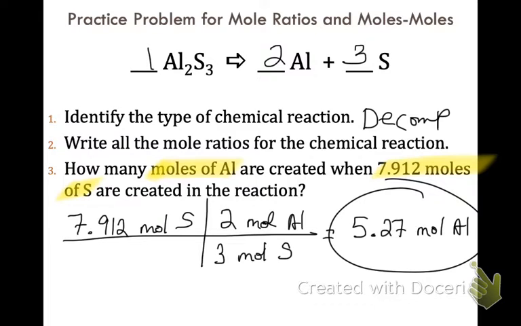All right, so hopefully you took the time to try to solve that one on your own. When you balance the equation, it was 1, 2, and 3 for your coefficients. This was a decomposition reaction. And what we found out was that if I started with 7.912 moles of sulfur that were created, I would also produce 5.27 moles of aluminum at the same time.